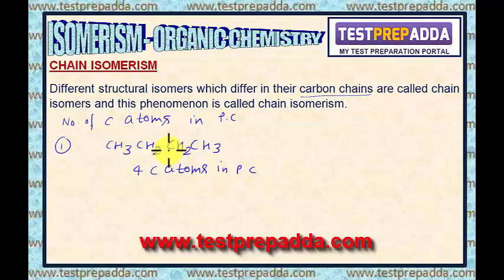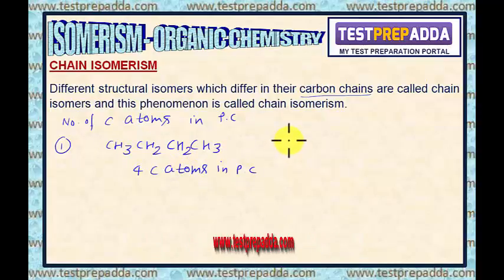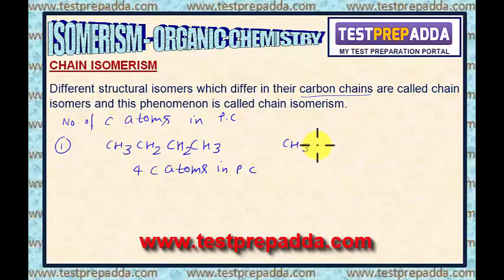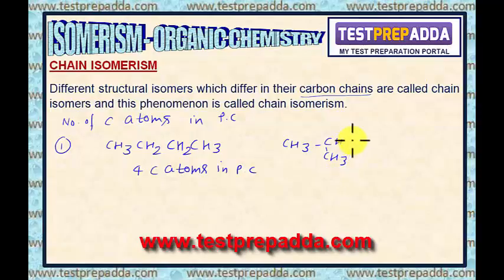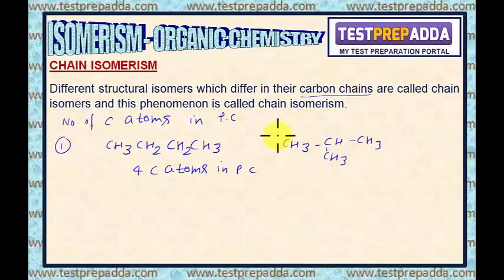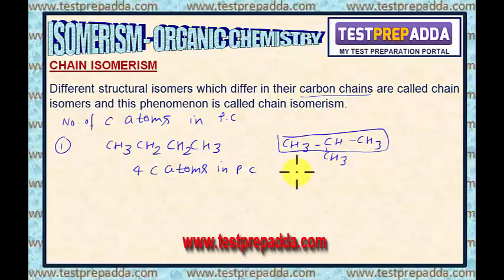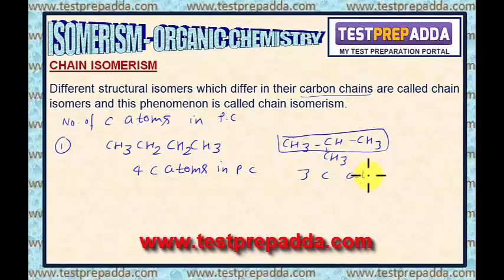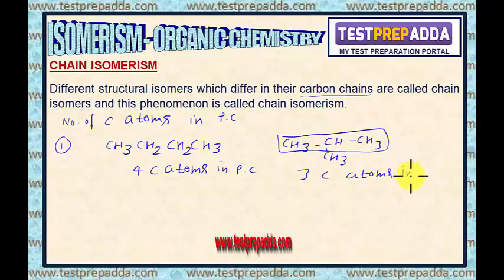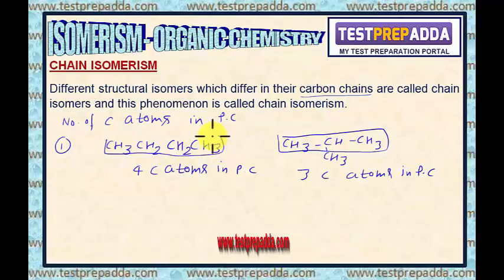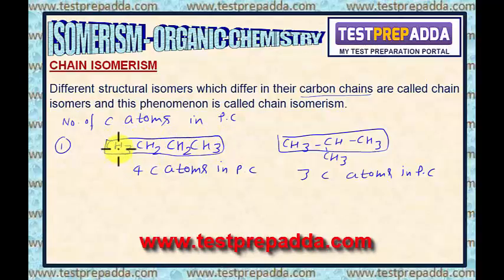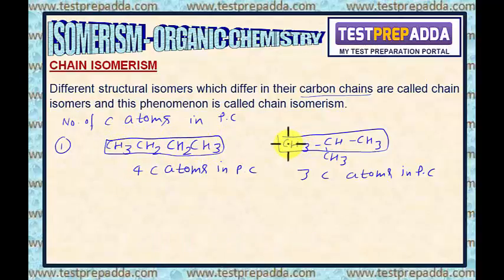Now, if I write 3 carbon atoms in the parent chain and give one branching like this, now there are 3 carbon atoms in the parent chain. So the difference is of carbon skeleton. 4 carbon atoms in the parent chain, 3 carbon atoms in the parent chain. So these two are chain isomers.